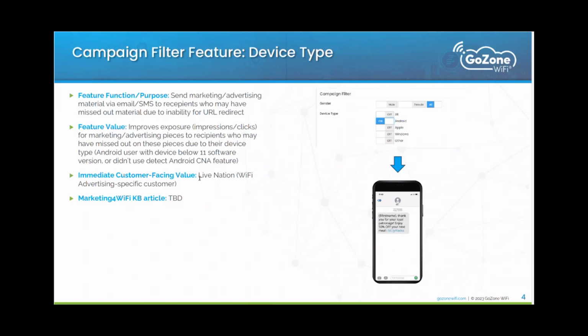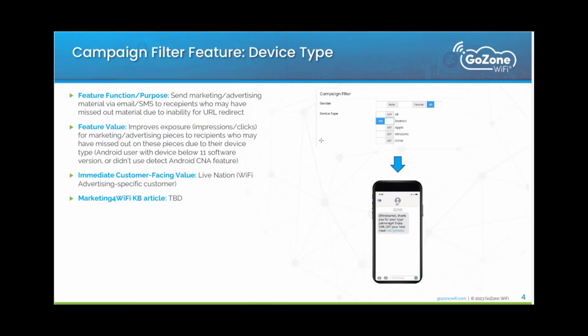And finally, the third and final new feature from 2.94 would be the campaign filter feature by device type. This one is also very important because it would allow the user to send out specific email and/or SMS material to recipients based on their device type.